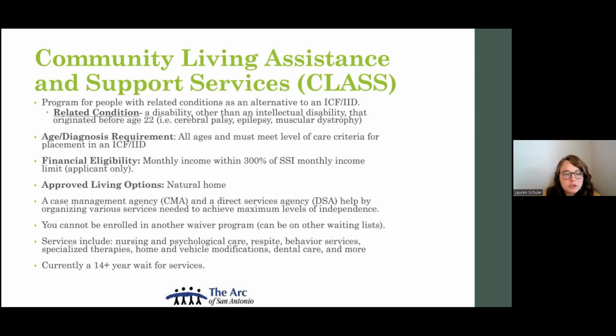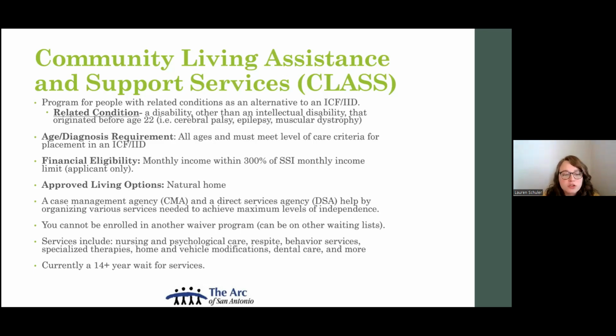Again, financial eligibility is going to be the same, just applicant only, monthly income within 300% of the SSI limit. And the only approved living option there is the individual's natural home. So CLASS does not cover things such as group homes or residential options. It's meant to keep the individual in their home. Like I mentioned, a case management agency and a direct services agency are the ones who help organize the services needed to achieve maximum levels of independence.